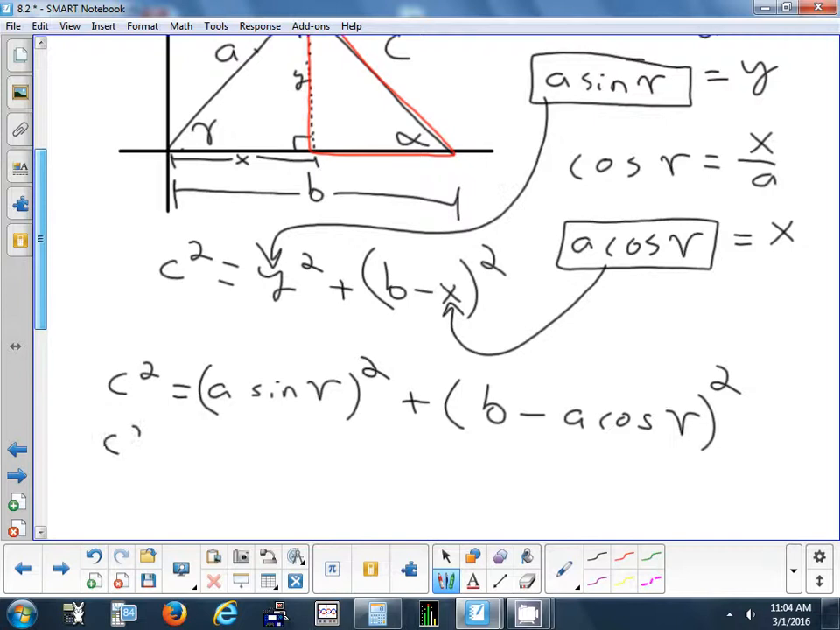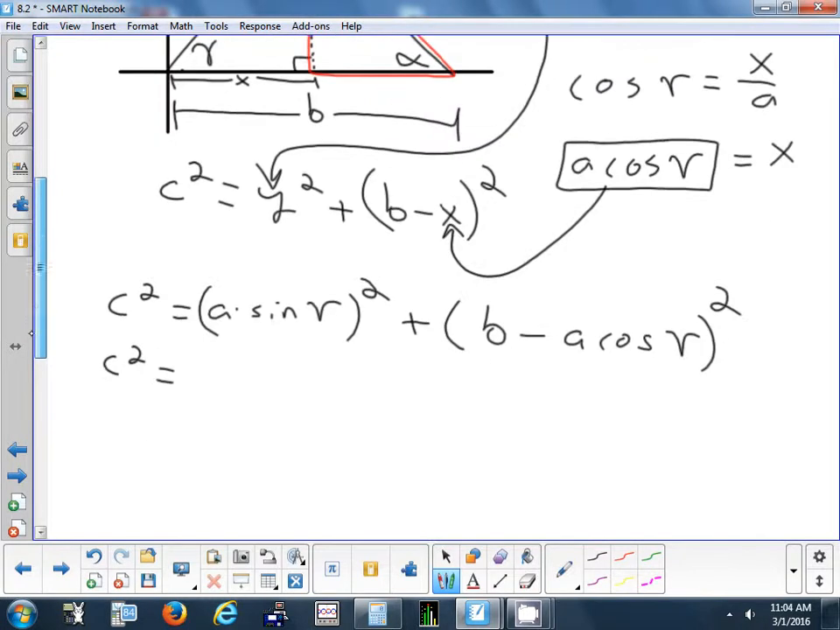All right, so we've got c squared equals. What do you get if you square the a and the sine gamma? A squared sine squared gamma. Yep. Plus, now the second part, if it helps, think of it like this: b minus a cosine gamma times b minus a cosine gamma.